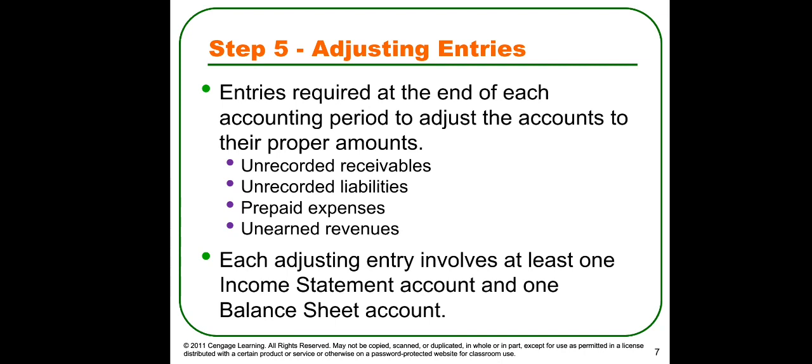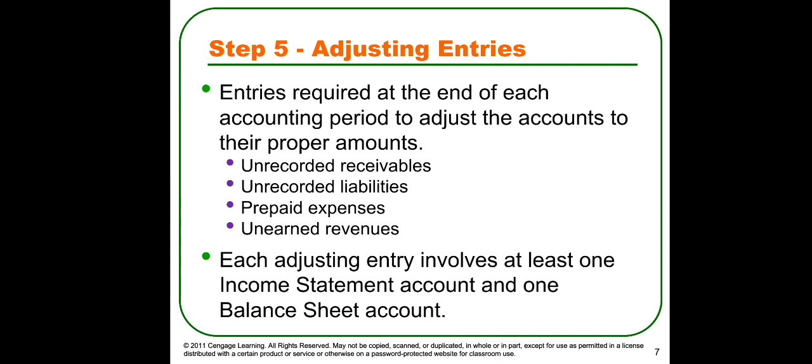Adjusting entries are entries required at the end of each accounting period to adjust the accounts to their proper amounts. Okay, there are 4 main types of adjusting entries. The first one is unrecorded receivables. The second one is unrecorded liabilities. The third one is prepaid expenses, and the fourth one is unearned revenues.